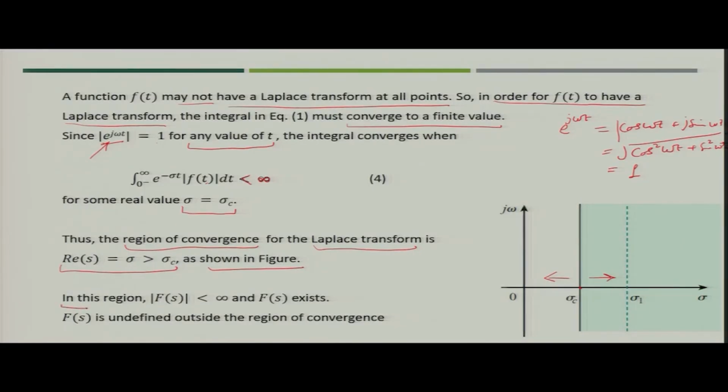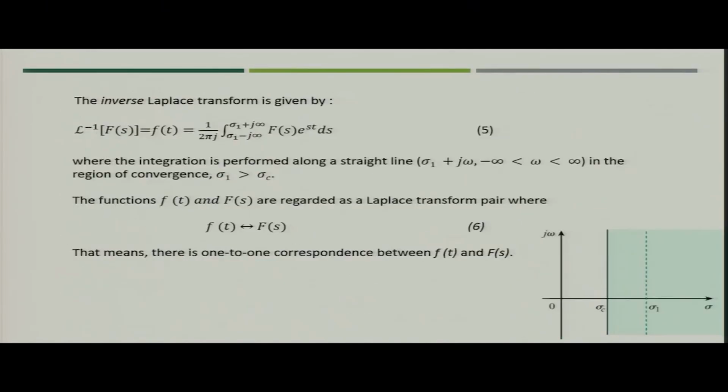So, what we can say is that if the mod of F(s) is less than infinity, it means that the solution exists, and for the rest of the section, outside the region, the solution will not converge, and therefore the Laplace transform will not exist in that particular region.